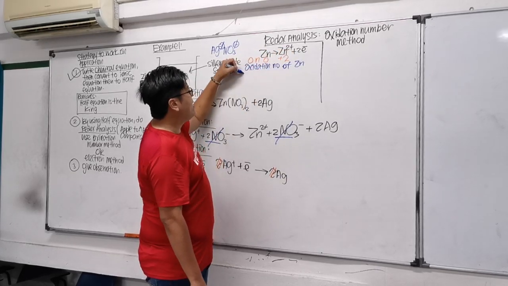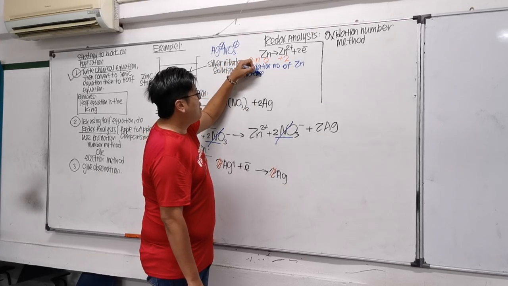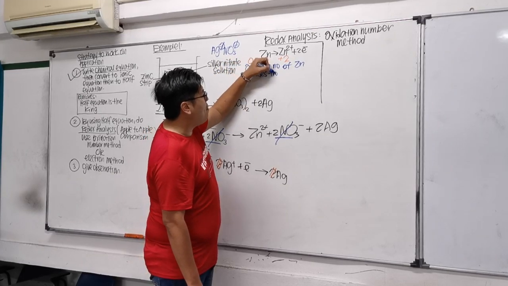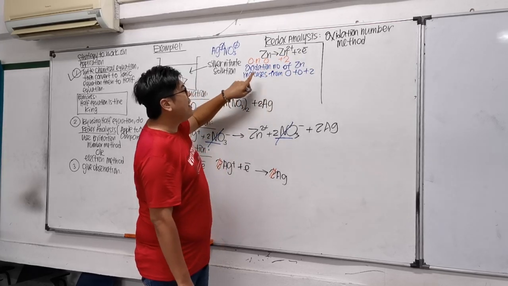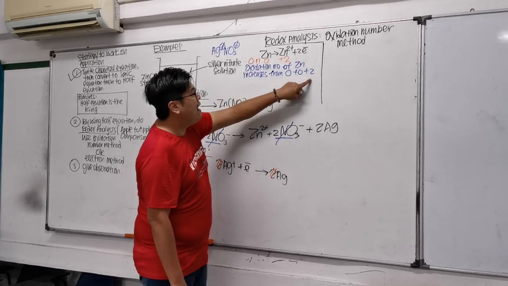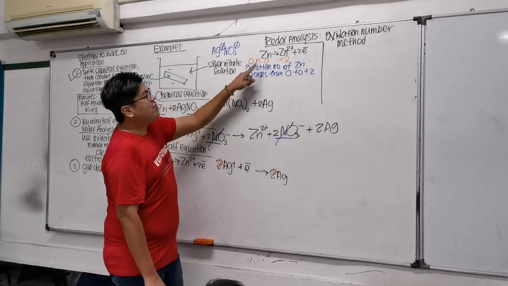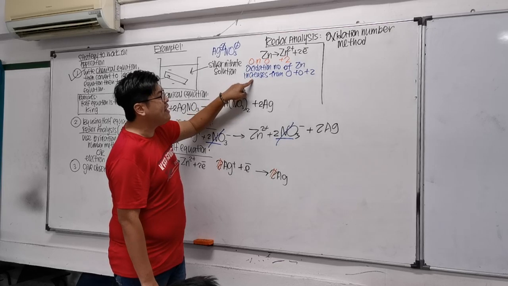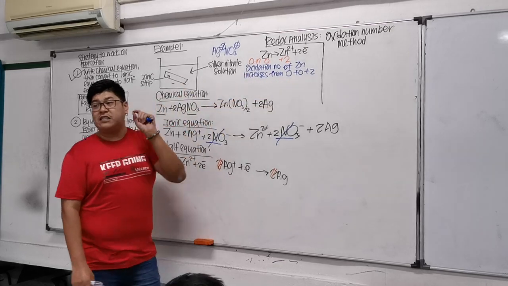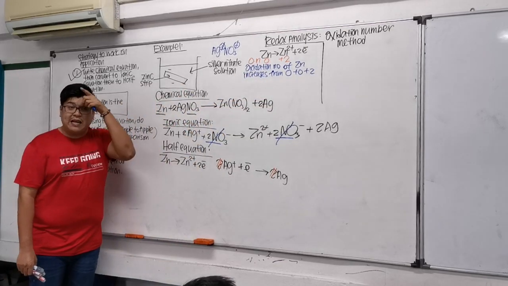Look here. As you can see, the oxidation number for zinc goes from 0 to plus 2. What happened? Increases. Oxidation number for zinc increases from 0 to plus 2. You need to clearly tell people increases and from what to what. I don't want you to only write that the oxidation number of zinc increases. You must clearly specify increases from what number to what number. Your answer must be very accurate, very precise.